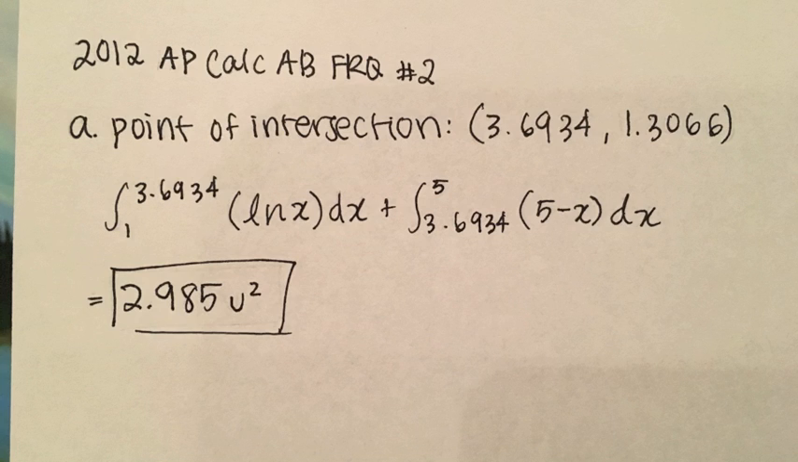The answer is 2.985 units squared. In this problem, you earn 1 point for the integrand, which is the dx, 1 point for the limits, and 1 point for your answer. Another acceptable answer would be 2.986 if you rounded the last decimal point.